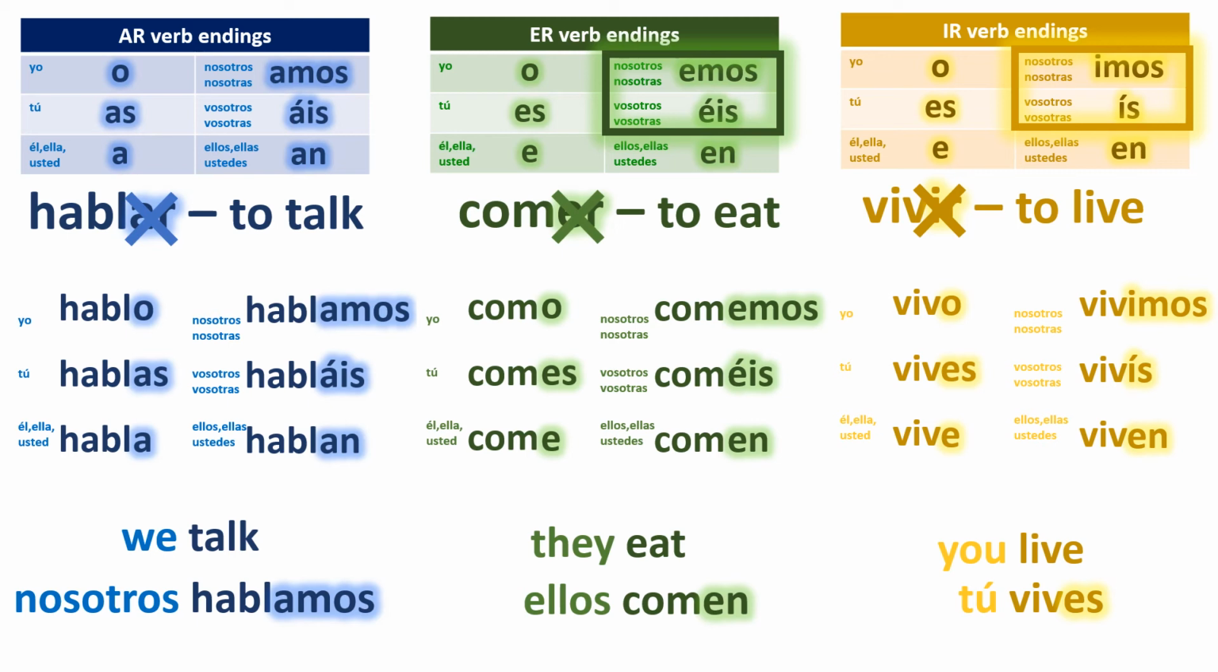How do you say they eat in Spanish? Remember, there are two words for they. Ellos or ellas. Ellos comen. How do you say you live in the informal? Tú.